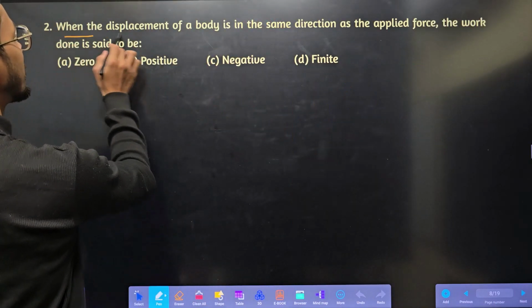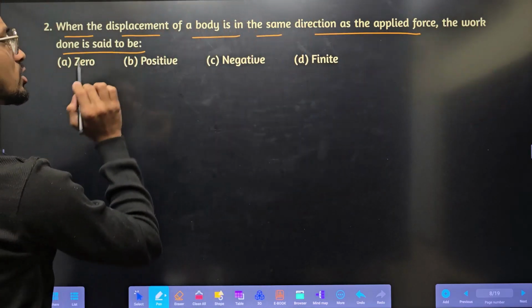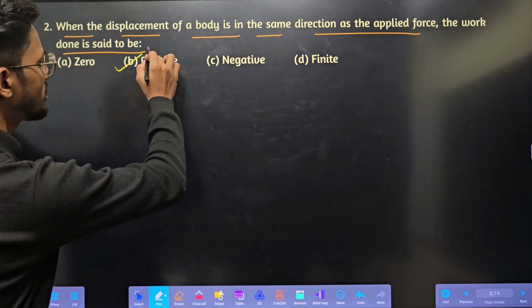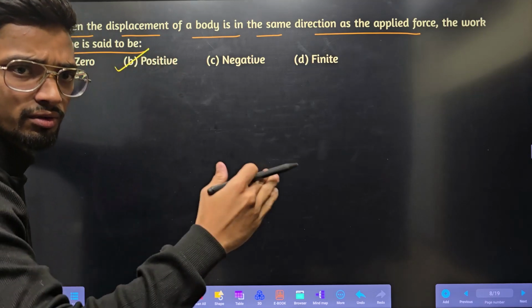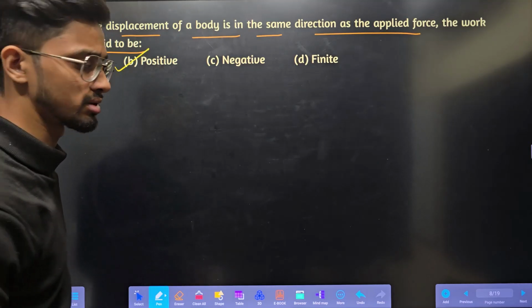Next, when the displacement of a body is in the same direction as the applied force, the work done is said to be positive. Simple. If force and displacement are in the same direction, the work done will be positive.